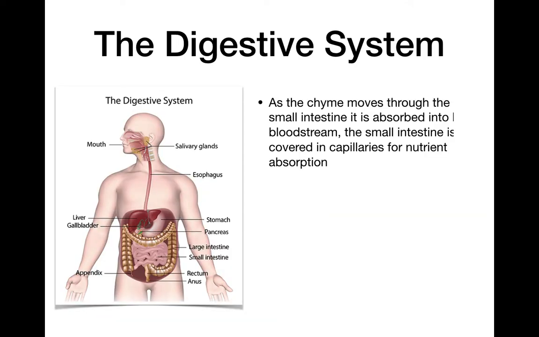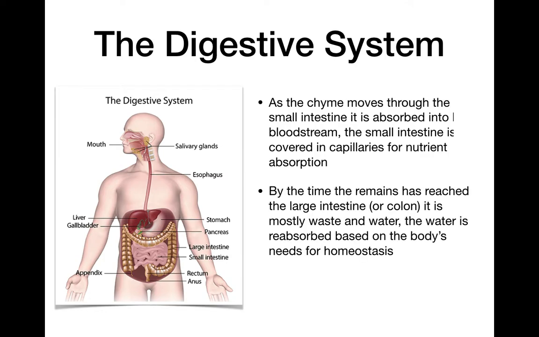Okay, so as chyme moves through the small intestine, that 6 meters, it's going to move through by peristalsis. It's going to be absorbed into the bloodstream. To allow this absorption to happen, the small intestine is covered in what are called capillaries. Remember capillaries from the respiratory system, those very thin blood vessels? That's where the nutrients are going to enter the bloodstream, through the capillaries. And then they can be moved through the bloodstream wherever they need to go in the body. So nutrient absorption is happening in the small intestine through capillaries that are on top of your small intestine.